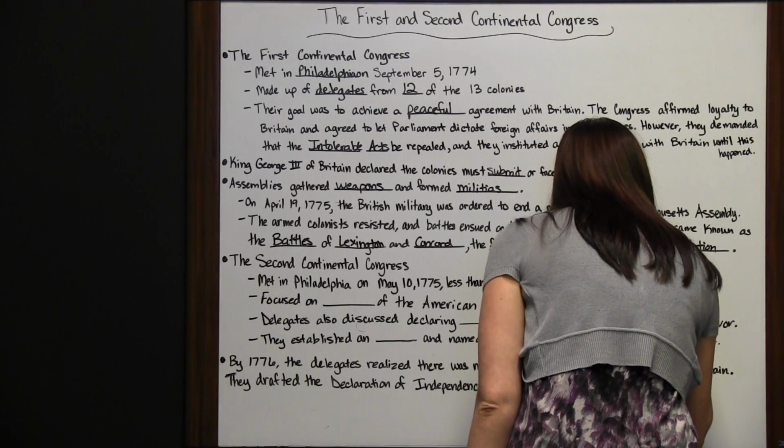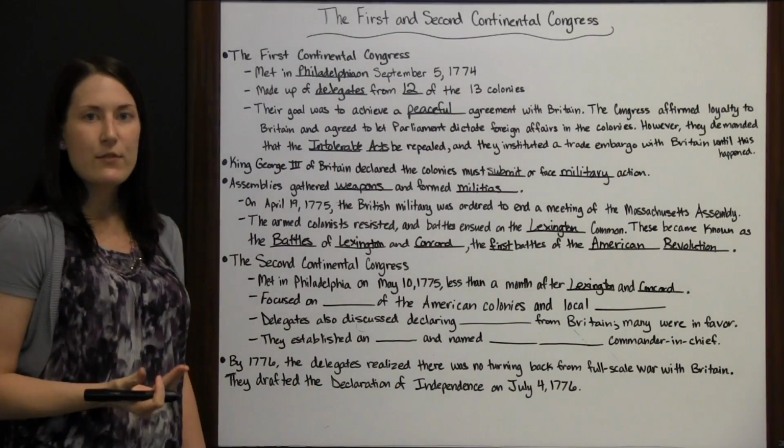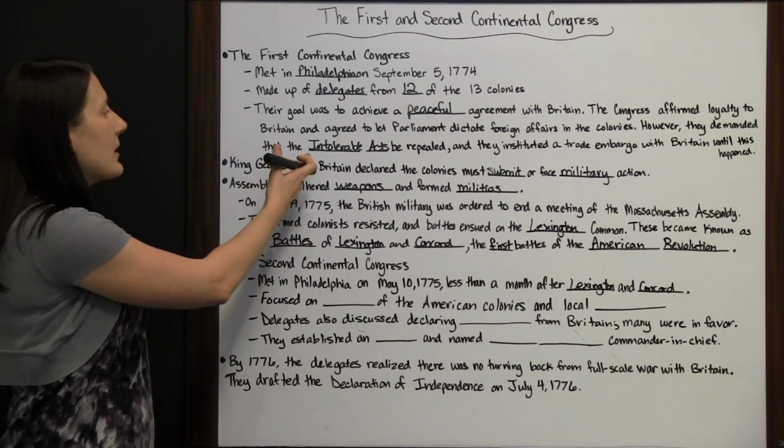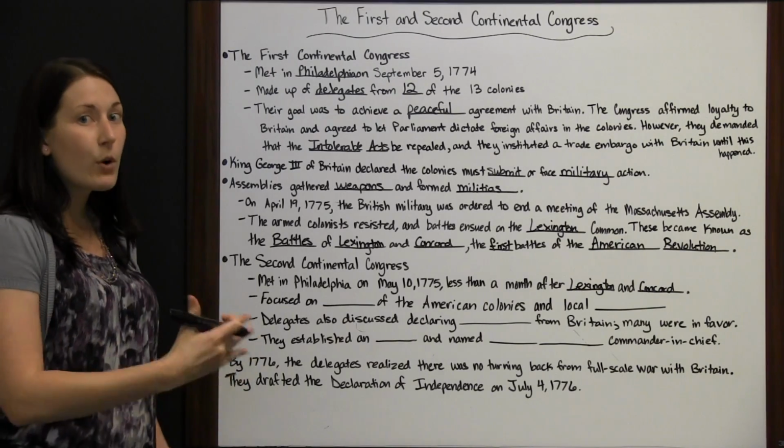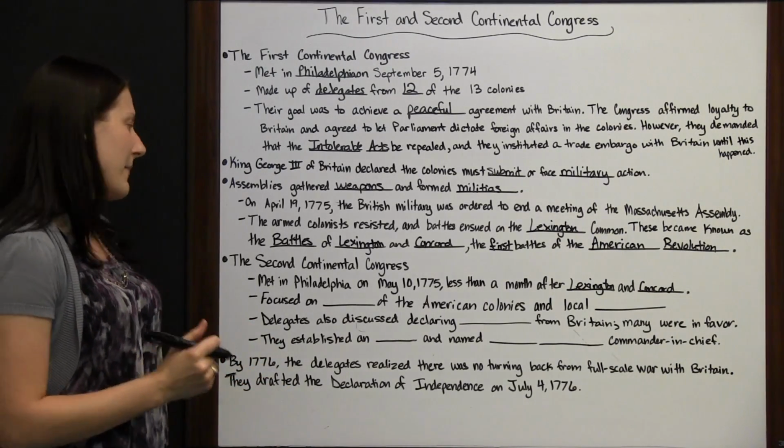They realized, hey, the British mean business. They're clearly not going to come to a peaceful solution like we wanted. They're not going to repeal the Intolerable Acts. We have to form our own army. We've got to figure out what we're going to do because Britain is definitely going to fight back.